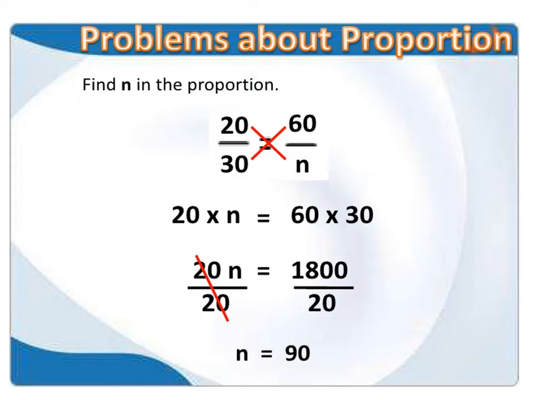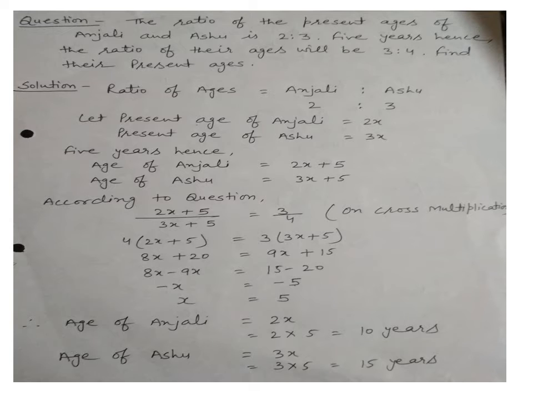Now, we equate both sides by dividing by 20, or you can say n is equal to 60 multiply 30 upon 20. You will get 90. The value of n is 90.